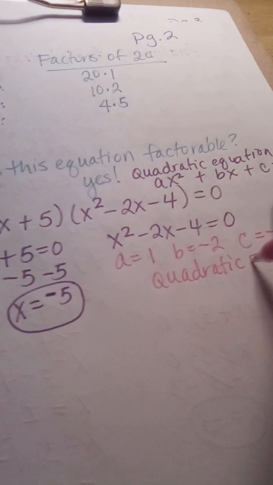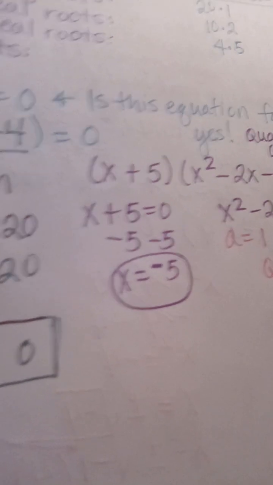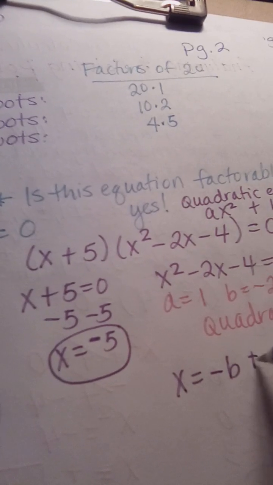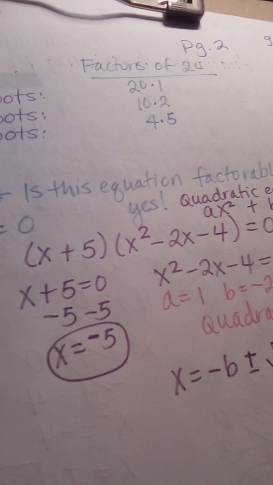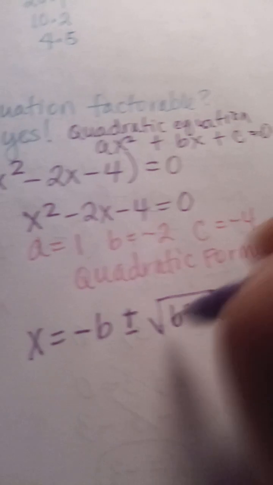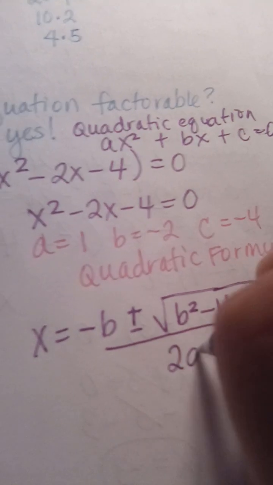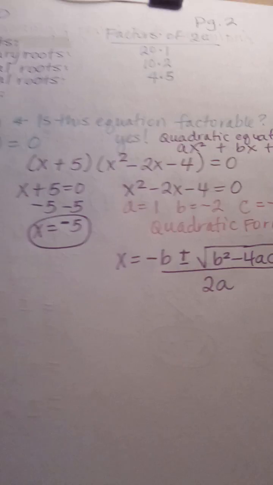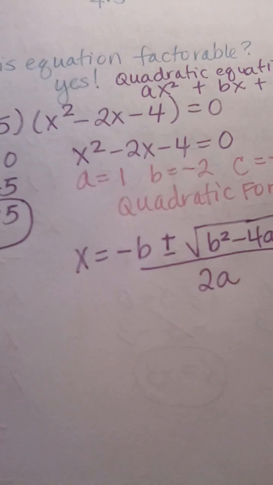Quadratic formula is this doohickey here. I'll use a different pen, because that way you'll know what I'm talking about. Okay, remember this formula? X equals -b plus or minus square root of b squared minus 4ac over 2a. Remember that? Okay, wonderful. Then we could do the work.